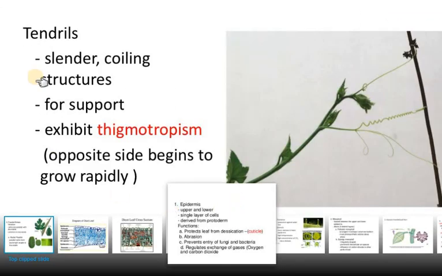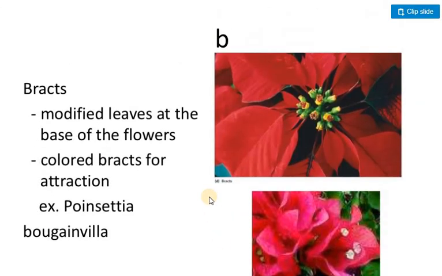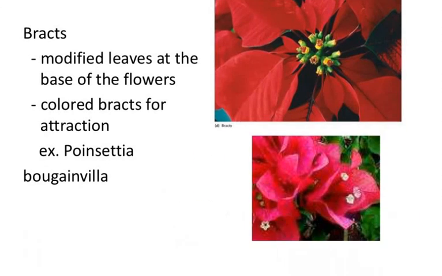Now, if you see the Cucurbitaceae family, leaves are modified into tendrils. They are clinging organs. They are for support, and the phenomenon is called thigmotropism. And bracts of the flower, as I told you, the flowers are subtended by bracts, and these bracts are modified leaves. In some cases they are colored and attractive. They attract insects for pollination.